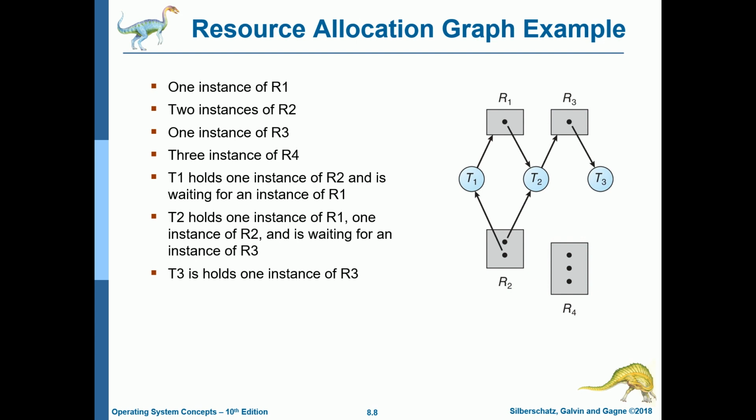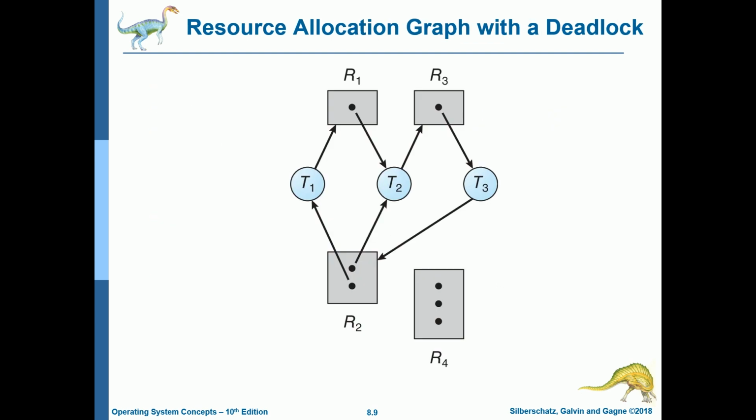Now, given the definition of a resource allocation graph, it can be shown that if the graph contains no cycles, then no thread in the system is deadlocked. Now, if the graph does contain a cycle, then a deadlock may exist. If each resource type had exactly one instance, then a cycle directly implies that there is a deadlock. Each thread involved in the cycle is deadlocked. In this case, a cycle in the graph is both a necessary and sufficient condition for the deadlock to exist.